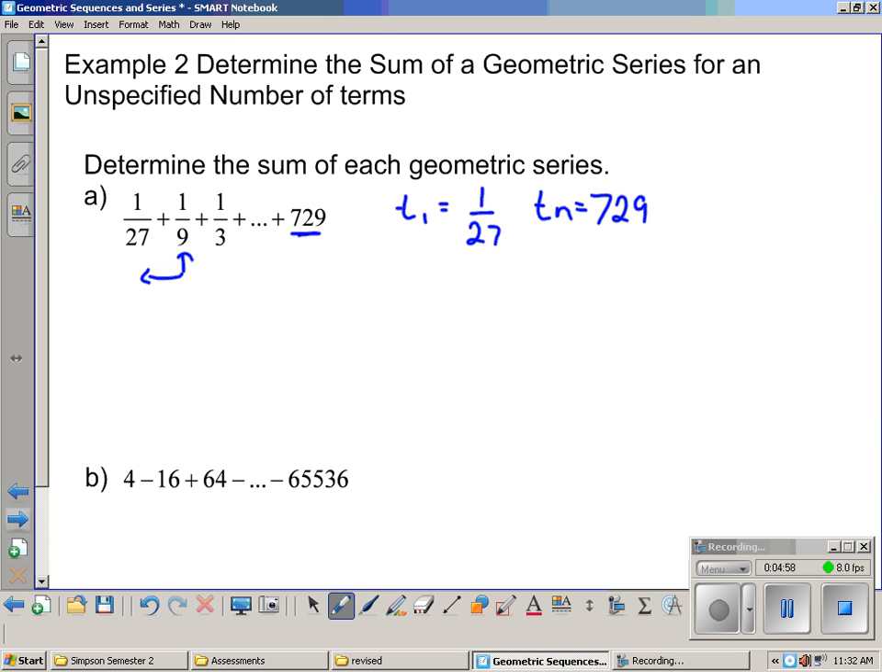So r can be found by doing 1/9 divided by 1/27. So r is 3. Right? Flip the 27. 27 over 9 is 3. So substituting in to find our n value, we're going to substitute in this time just into our Tn equation. So remember that Tn is equal to T1 times r to the n minus 1.